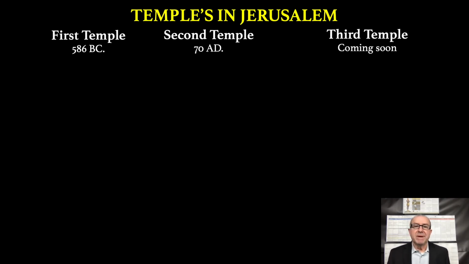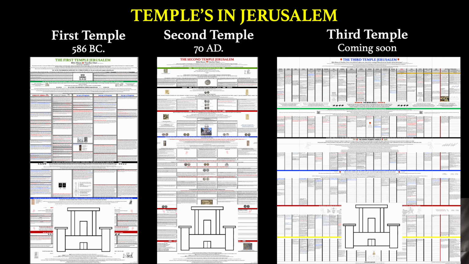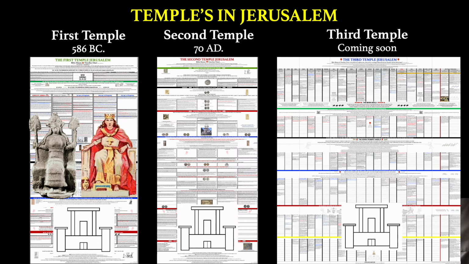My next slide is my three temple timeline charts: the first, the second, and the third, showing why God pronounced his wrath. The first temple was destroyed in 586 BC because the false teachers seduced King Solomon to set the image of the Queen of Heaven inside the temple.